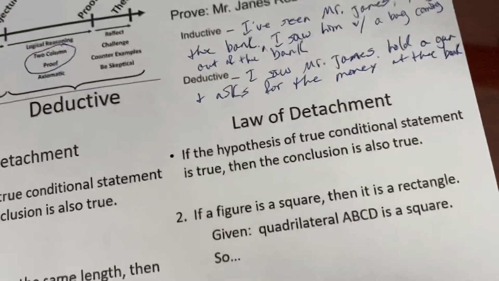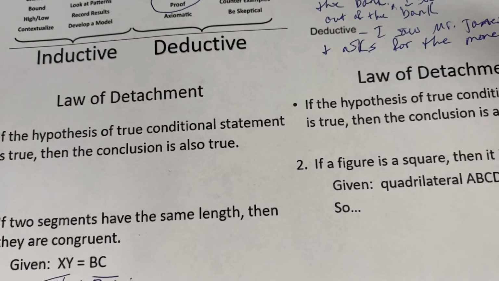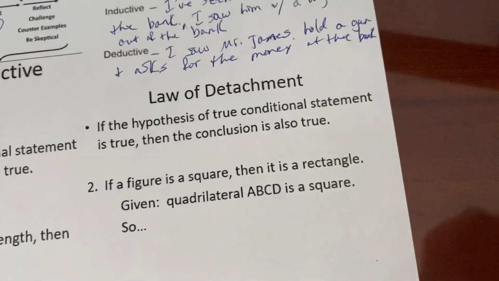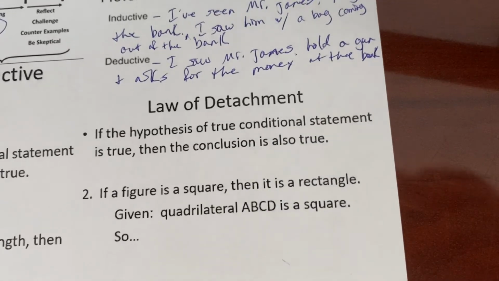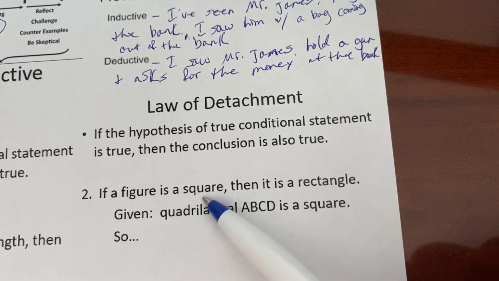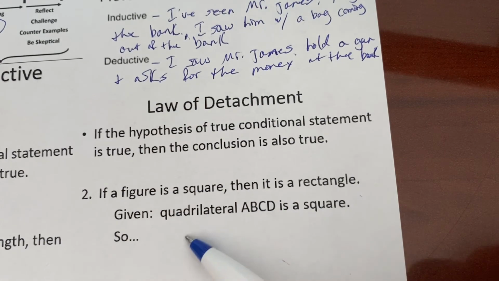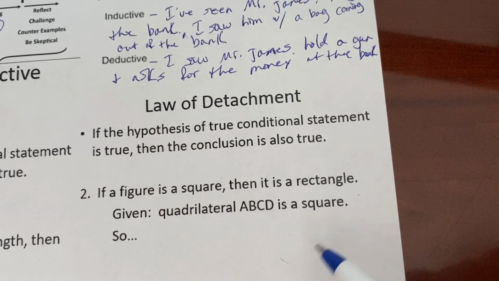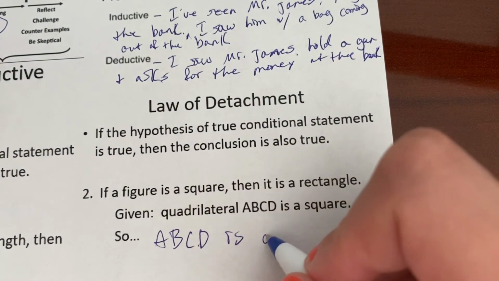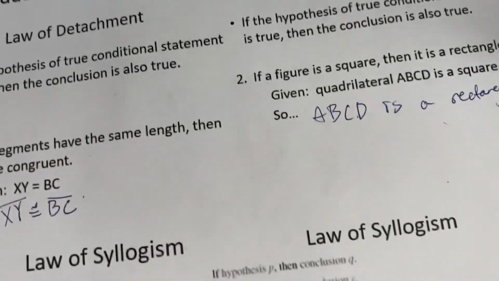All right, sorry. So the law of detachment, we already went over that. Again, the law of detachment just means that if a conditional statement is true, it's true apart from itself. Here's another example. If the hypothesis is true: if a figure is a square, then it is a rectangle. Quadrilateral ABCD is a square. So ABCD is a rectangle. That's just another example of the law of detachment.